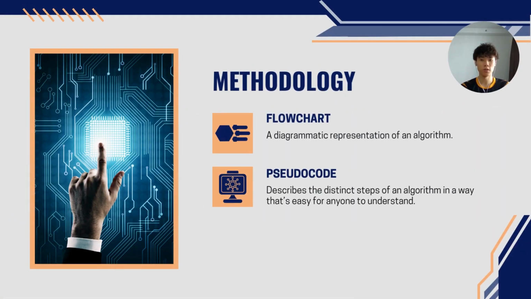Now I'll talk about the methodology part. This part consists of two components, flowchart and pseudocode, for both C++ coding and MATLAB coding. A flowchart is a diagrammatic representation of an algorithm, while pseudocode is a way of describing the distinct steps of an algorithm in an easier way for anyone to understand.